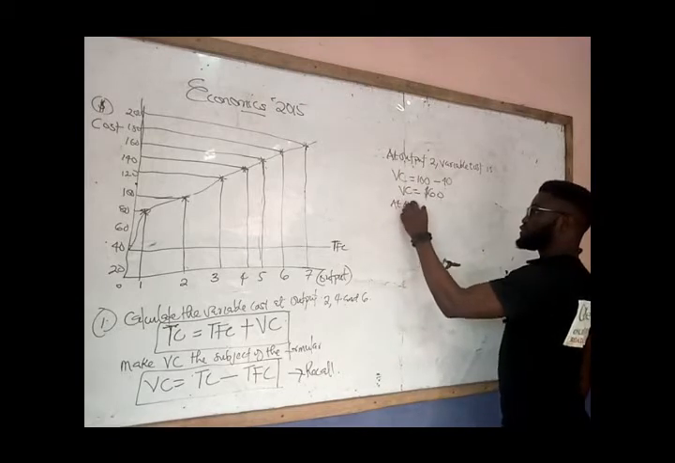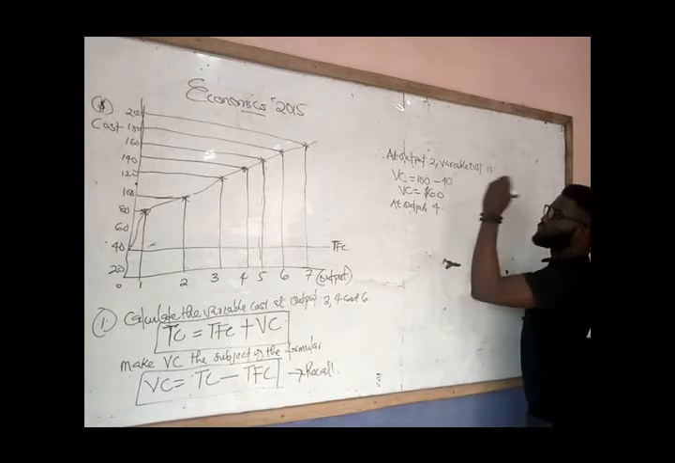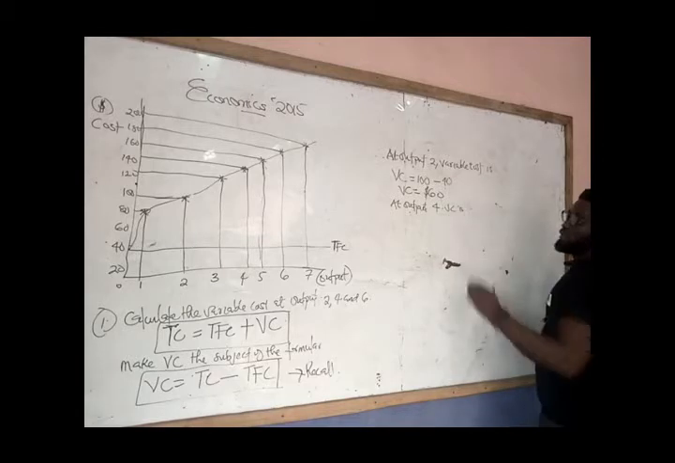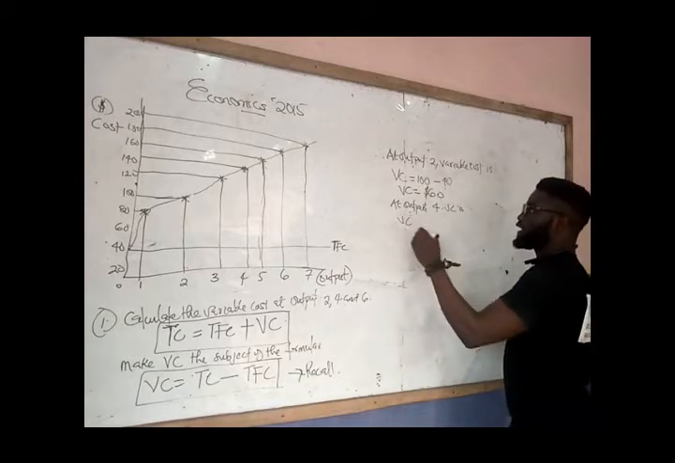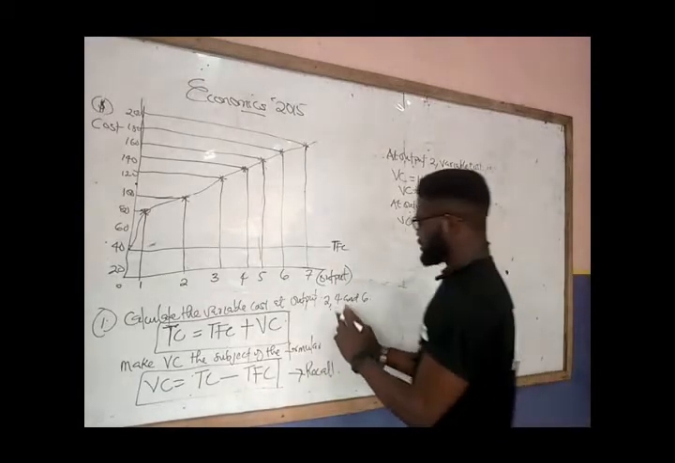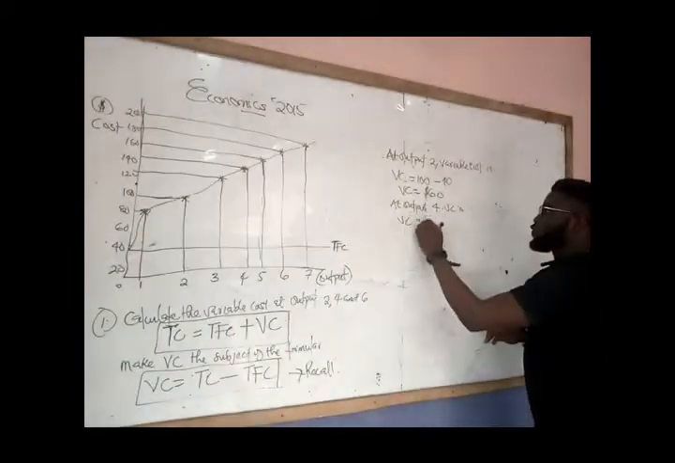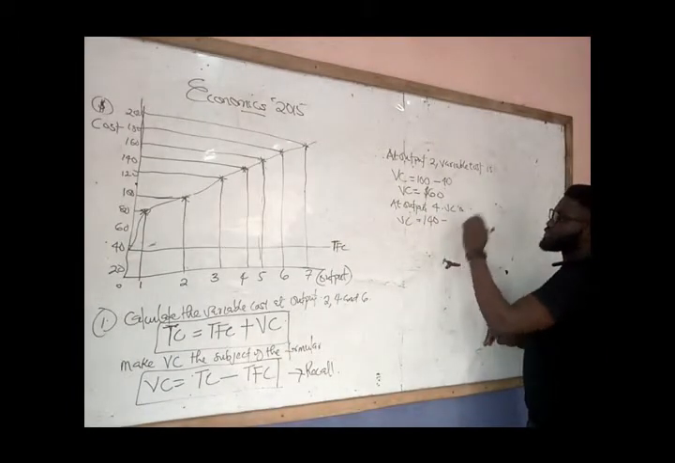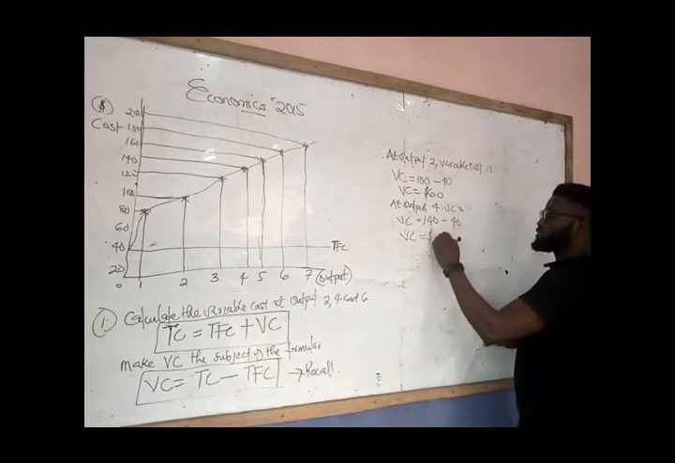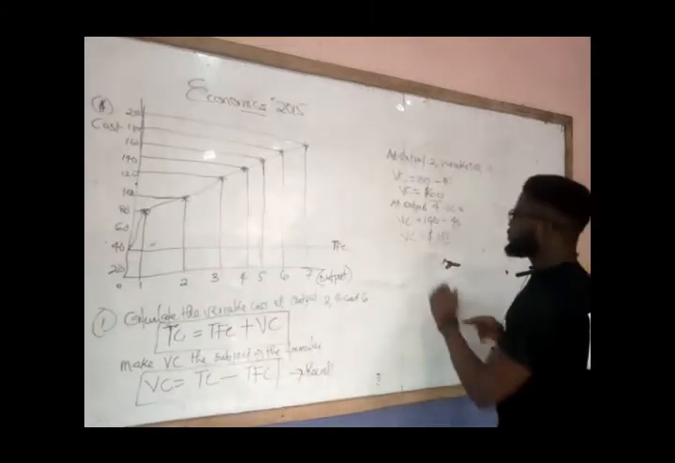Then at output 4, VC is, now, don't forget the formula again. Recall this formula. Then you come back to this graph and trace again. What do we have? We have 140. So it will be 140 minus 40. Therefore, our VC is 100.